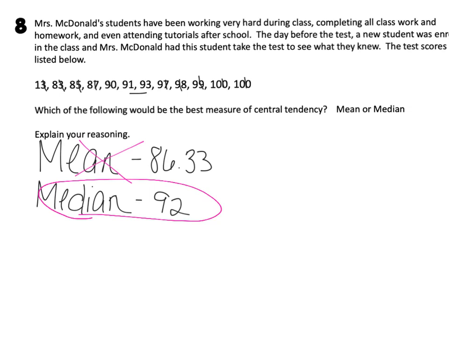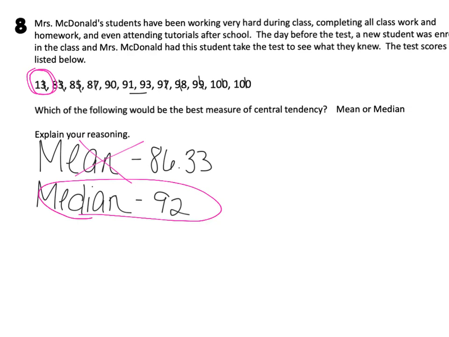Normally, the mean would make the most sense. It's going to include all the scores. But the reason why the mean doesn't work is because of this 13. You have one person that didn't know the material. They were new to the school. So that 13 is kind of dragging down the class average. We call that an outlier, meaning it doesn't fit in with the rest, and it's really sort of messing up the mean for the whole class. If that score wasn't there, the mean would be much higher and a lot more accurate.